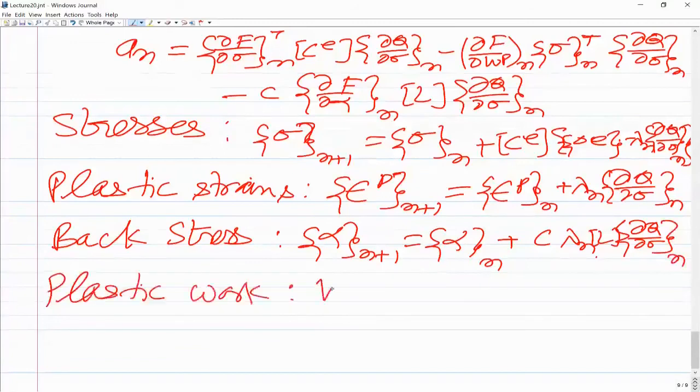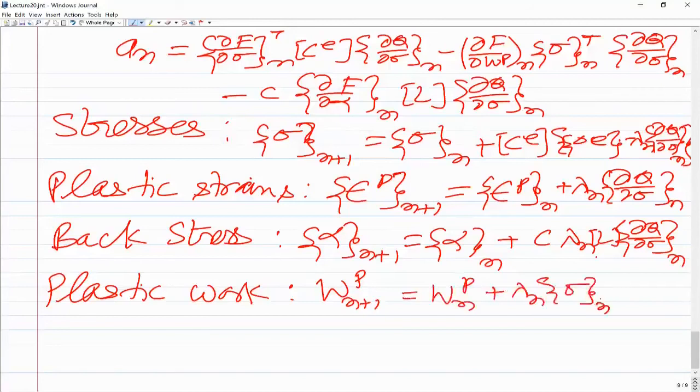So the plastic work for the current substep will be equal to plastic work in the previous substep plus lambda n into sigma n transpose into del q by del sigma n. This is actually an explicit technique, so you may drift away from the yield surface. So the accuracy would depend on how many sub steps you are taking within each load step. But it is a straightforward calculation.